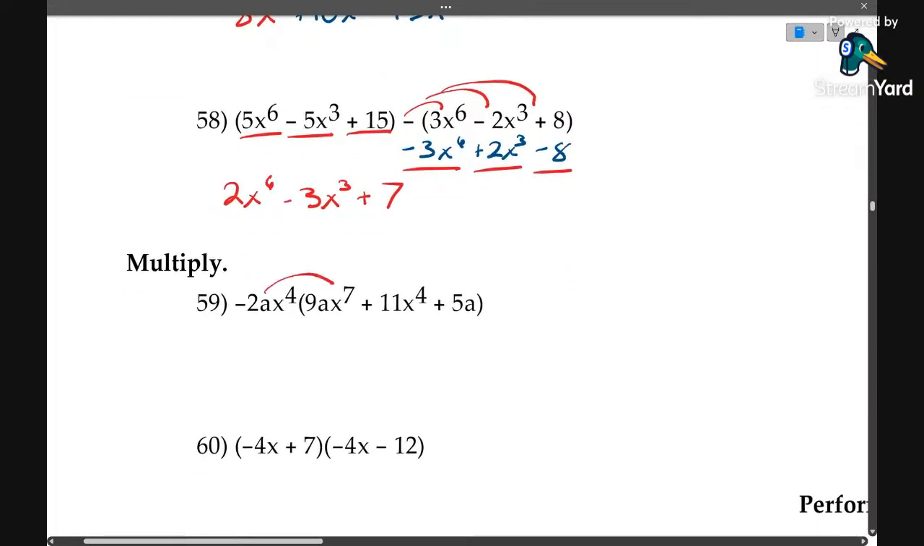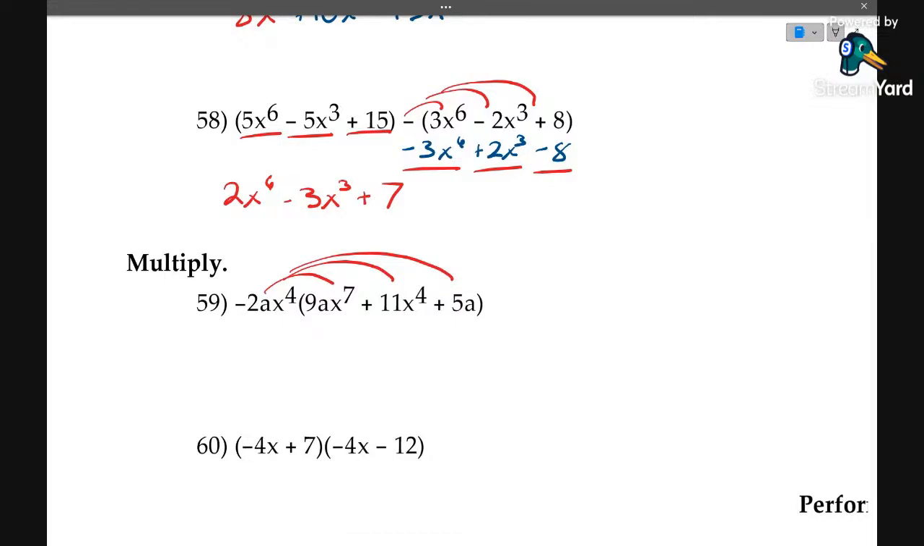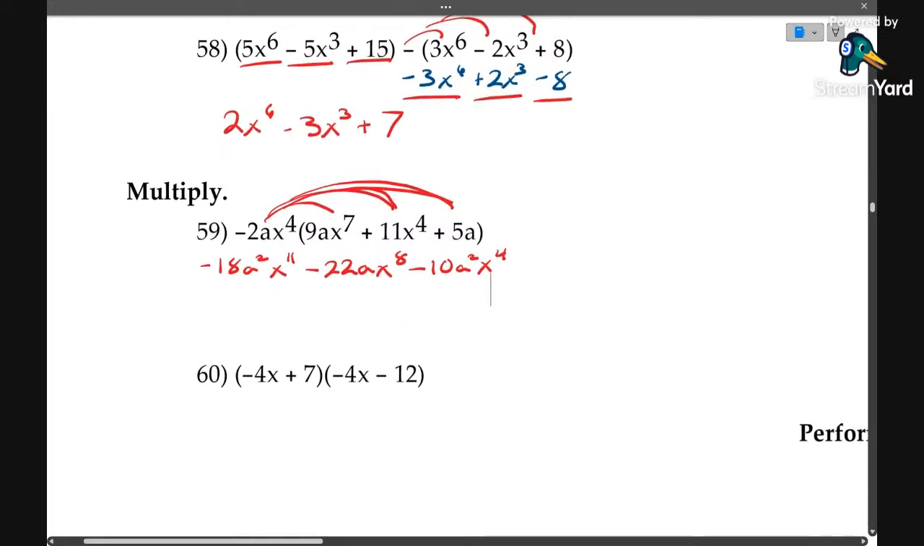Multiplying, we will do our distributive property. So each of those is going to get multiplied together. Negative 2 times 9, negative 18. A times a is a squared. X to the 4th, x to the 7th gives me x to the 11th. Repeat the multiplication again on 11x to the 4th. So I'm going to have negative 22a x to the 8th. And then again on 5a, negative 10a squared x to the 4th.